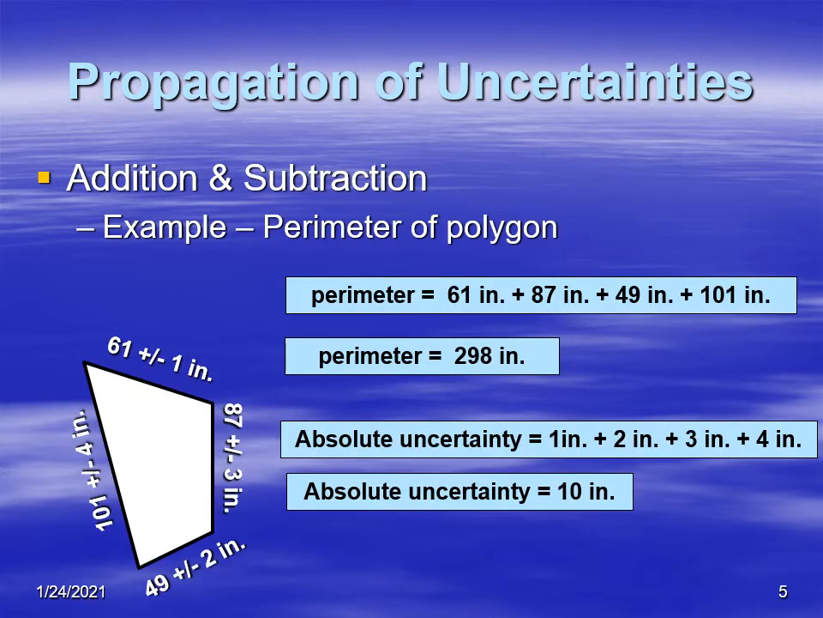Let's take an example. We'll look at the perimeter of a polygon. Basically, it's just adding up each side. So we've measured the sides, and each side has some error. We've got errors of 1 inch, 2 inches, 3 inches, and 4 inches for different sides. The perimeter will just be our measurements added up. 61 and 87 and 49 and 101 gives you 298 inches. The absolute uncertainty, the worst possible error that you can have, is simply summing up the uncertainties. So when you sum up 1, 2, 3, and 4, you get 10 inches. So your answer is the perimeter is 298 inches plus or minus 10 inches.